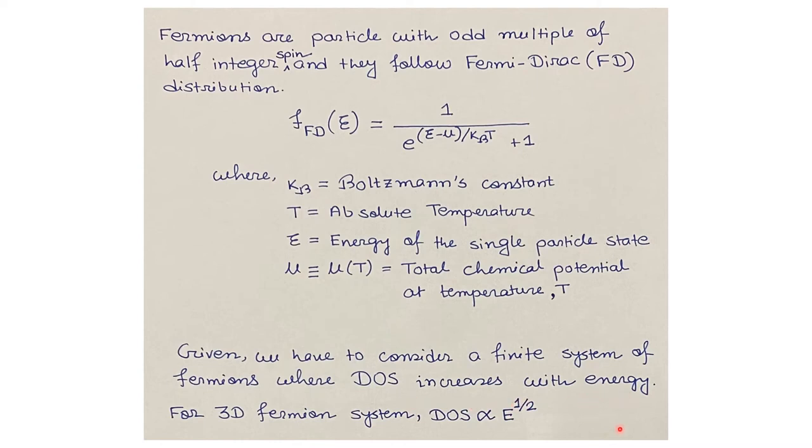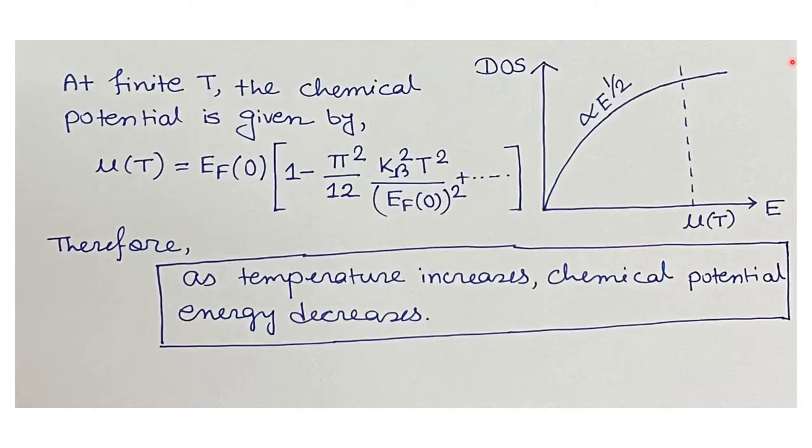Now we know for the fermionic system, if it is one-dimensional, then DOS varies as E to the power minus half, that is a decreasing function of energy. And for a two-dimensional fermionic system, it varies as E to the power 0, that is constant. And for a three-dimensional fermionic system, the DOS varies as E to the power half, so it is an increasing function. So for our case, the fermionic system is a three-dimensional system. The density of states versus energy plot for a three-dimensional fermionic system looks like this. So that is, the density of states varies as E to the power half.